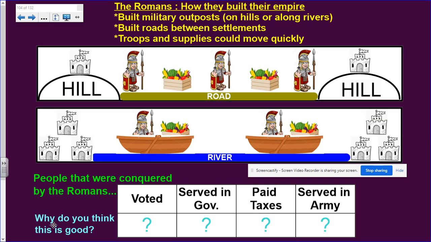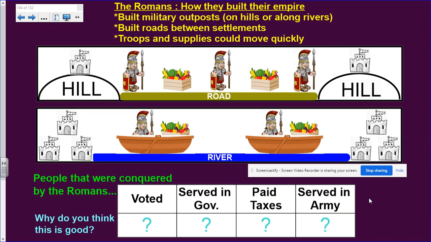Okay. And why do you think it is good to serve in the army? Well, again, you might think this is kind of weird, because if you had just been conquered by the Roman army, why would you want to turn around and join it right after being defeated? Well, obviously that's a good thing, because first of all, they're not going to take over your army and kill everybody or put everybody in jail or anything like that. They're going to give you the opportunity to turn around and join their ranks and join their army.